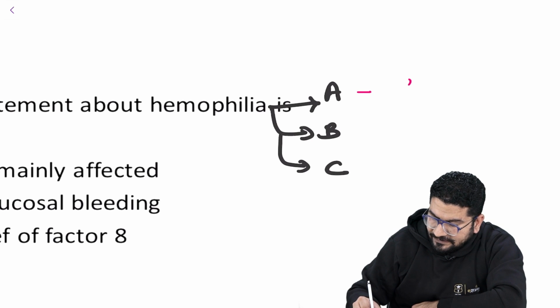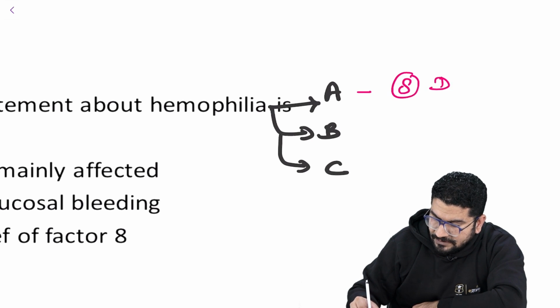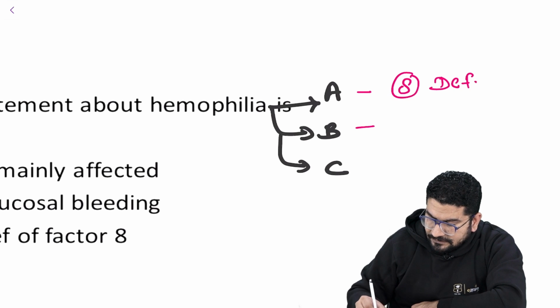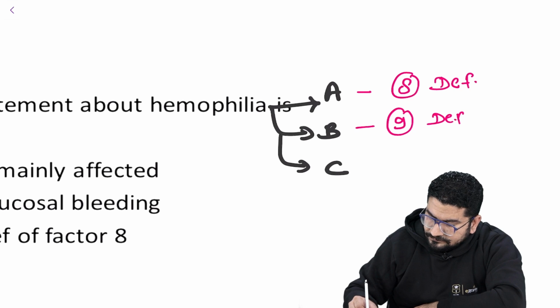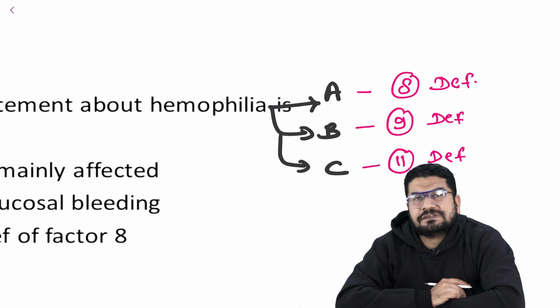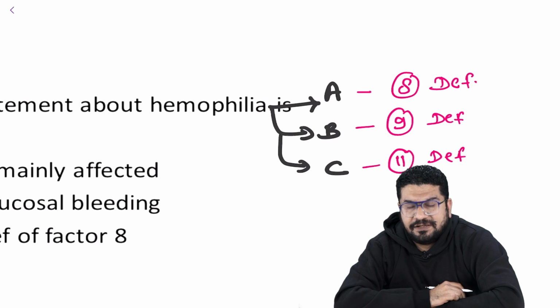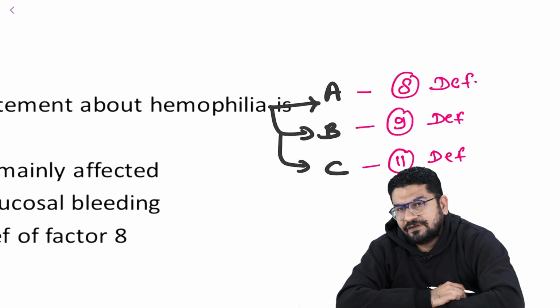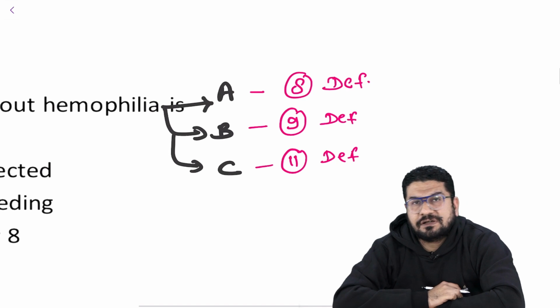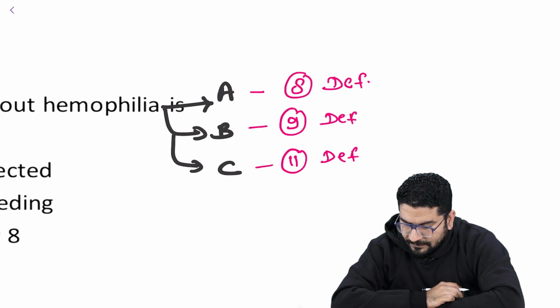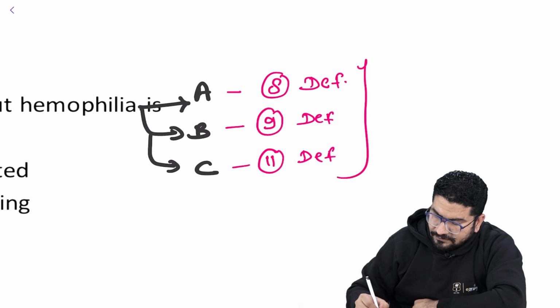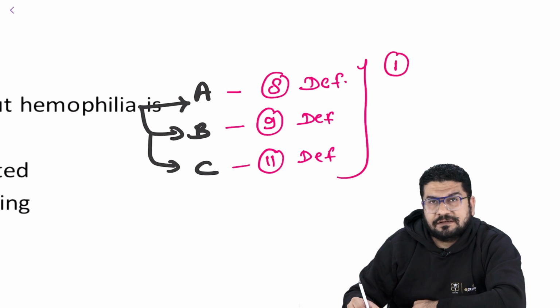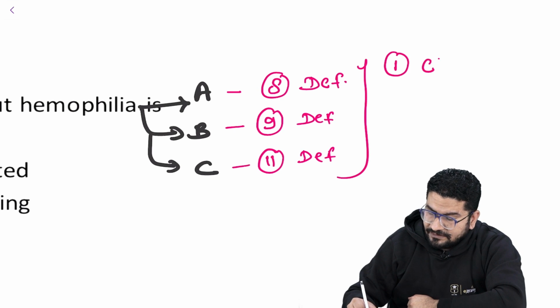Hemophilia A is factor 8 deficiency. Hemophilia B is factor 9 deficiency. Hemophilia C is factor 11 deficiency. So you can see these three different types of hemophilia A, B, C. Hemophilia A is called classical hemophilia, B is called Christmas disease. Now understand, in all hemophilias, the first common point is that these are clotting factor disorders.